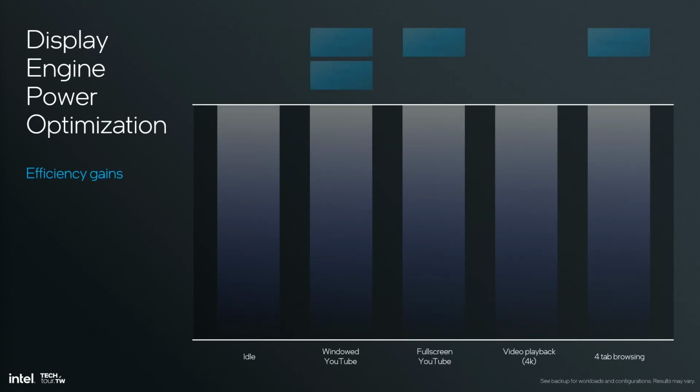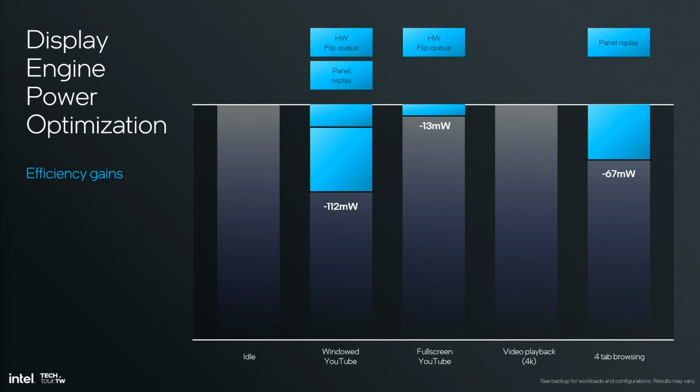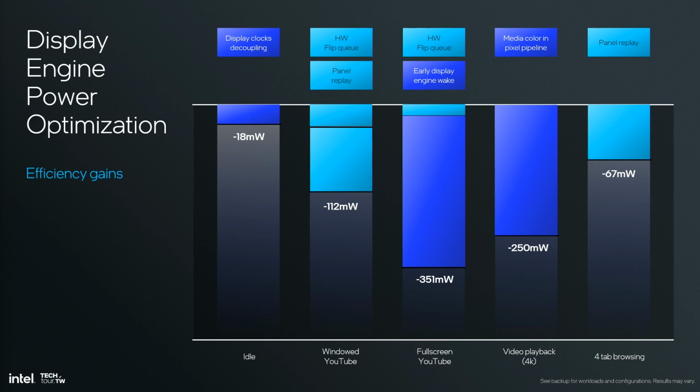Summarizing it all up, it's all about power savings. The technologies I just described save collectively about 112 milliwatts when you're doing windowed YouTube. It saves about 13 milliwatts when you're doing full screen, and 65 milliwatts when you're doing 4-tab browsing. But that's not the only story. We've done a lot more on display. This summarizes all of the improvements that we've made inside the display block for Xe2. And you can see things like early display engine waking, saving 351 milliwatts for full screen YouTube.